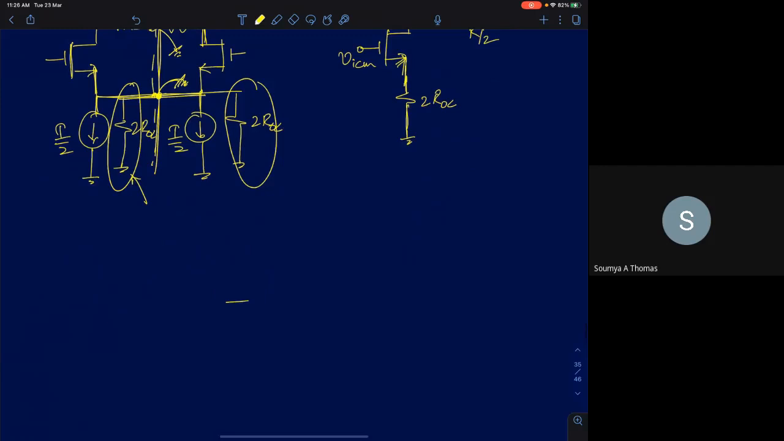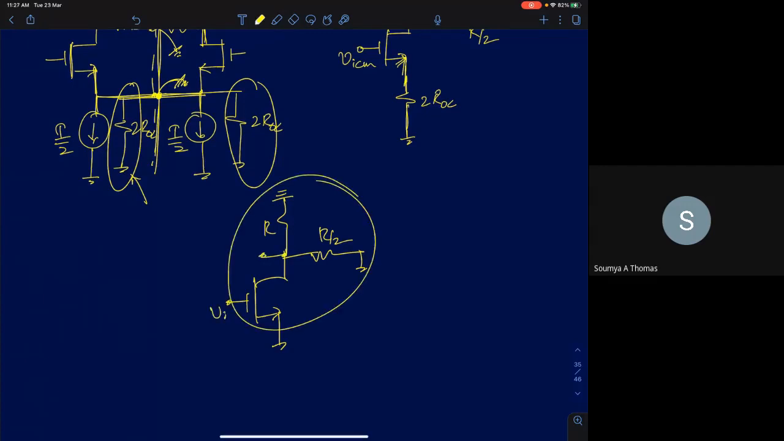So the differential half circuit reduces to something like this. Source will be at AC ground. You have a resistance of value R by 2 here, and this is R. Okay. Now, what will be the differential gain for this circuit? You just have to find the half circuit gain, that's the same as the differential gain. So it is GMR by 3.